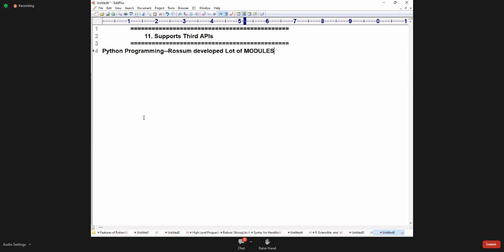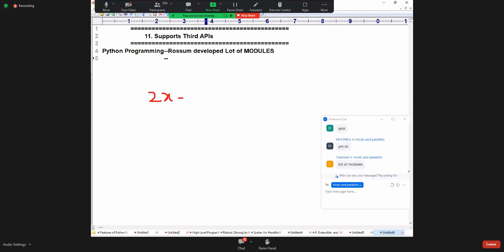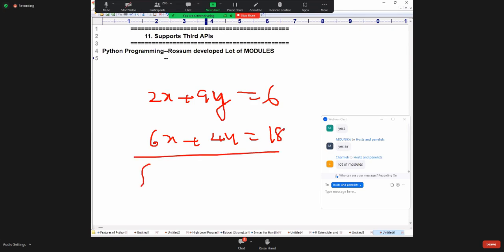Good. Now, I'm going to say certain things Rossum did not develop. Suppose I'm writing here 2x plus 9y is equal to 6, and 6x plus 4y is equal to 18. Find x and y. Have you seen this type of thing in your school days? What are these all called?